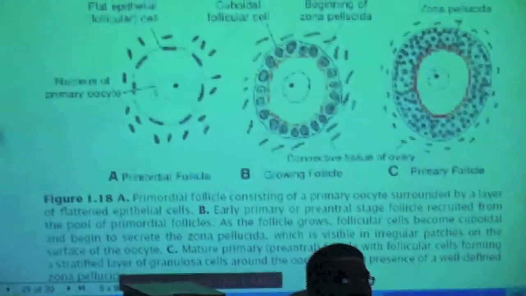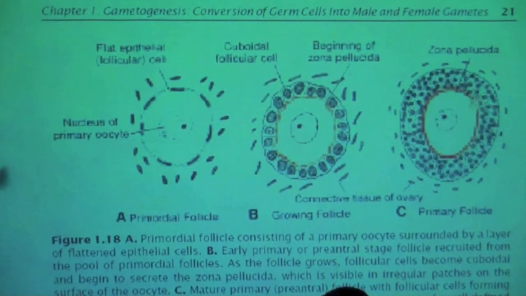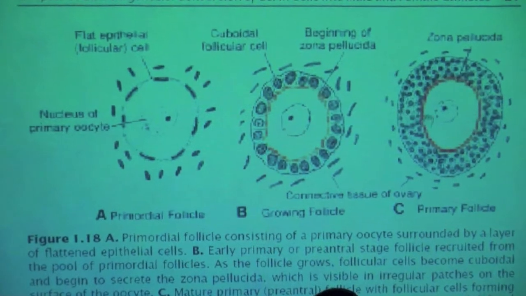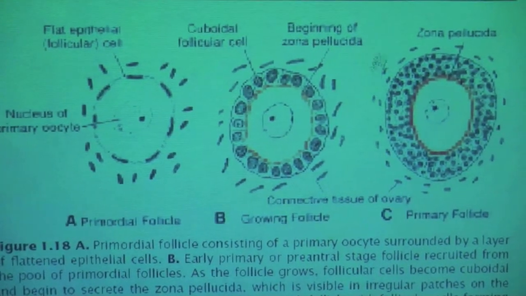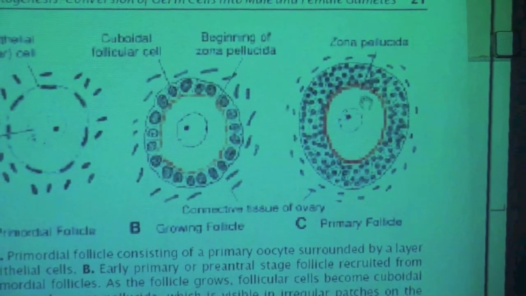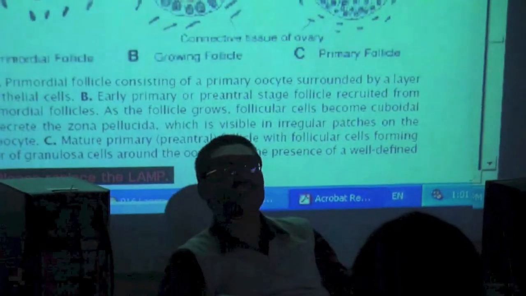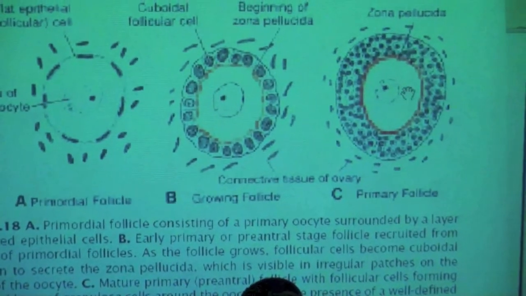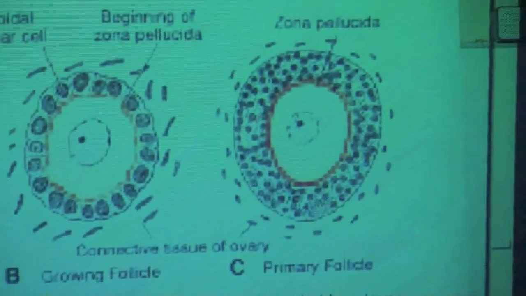Okay? And then these cuboidal cells multiply and make more cuboidal cells. Still it is a primary follicle, but with multiple layers of follicular cells. These cells are also called granulosa cells because they start making granules of the hormone estrogen, therefore they are called granulosa cells. So what do we have in the primary follicle? We have the oocyte present in the center, then the zona pellucida, then the granulosa cells.